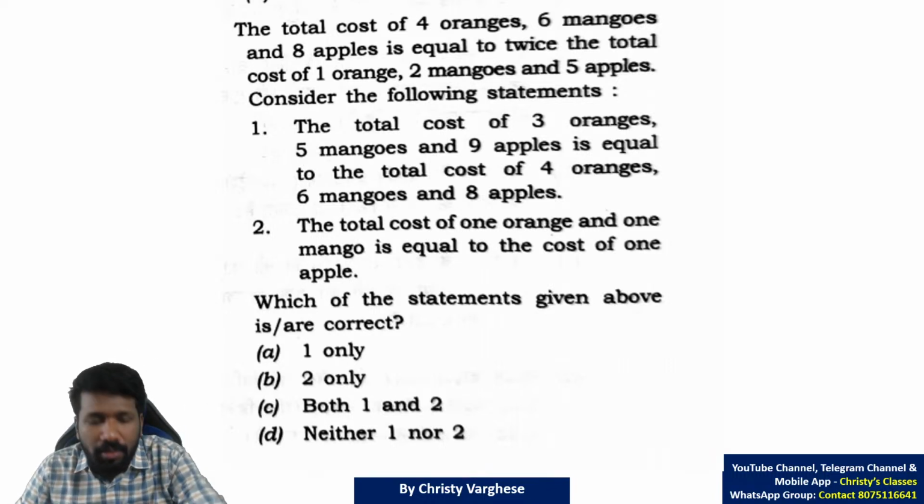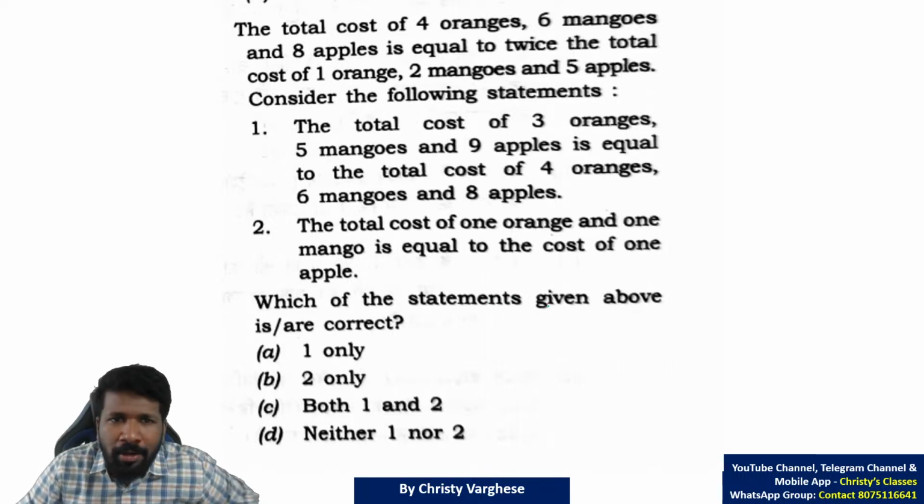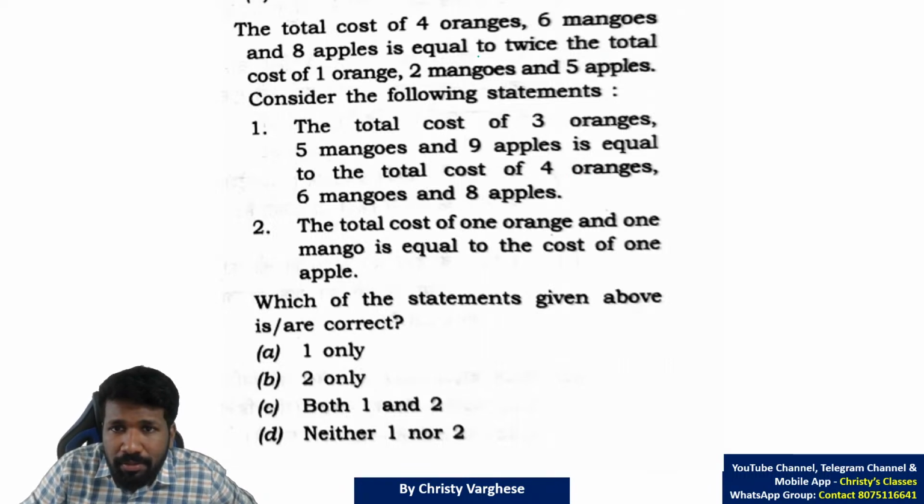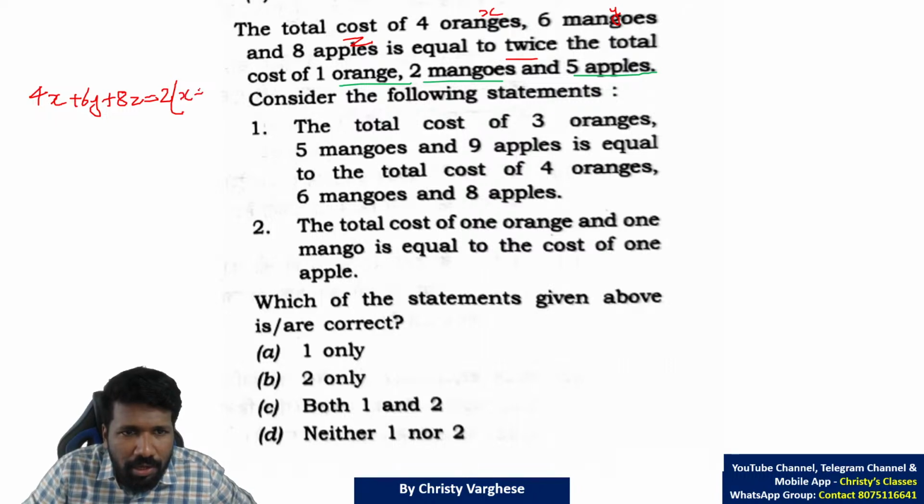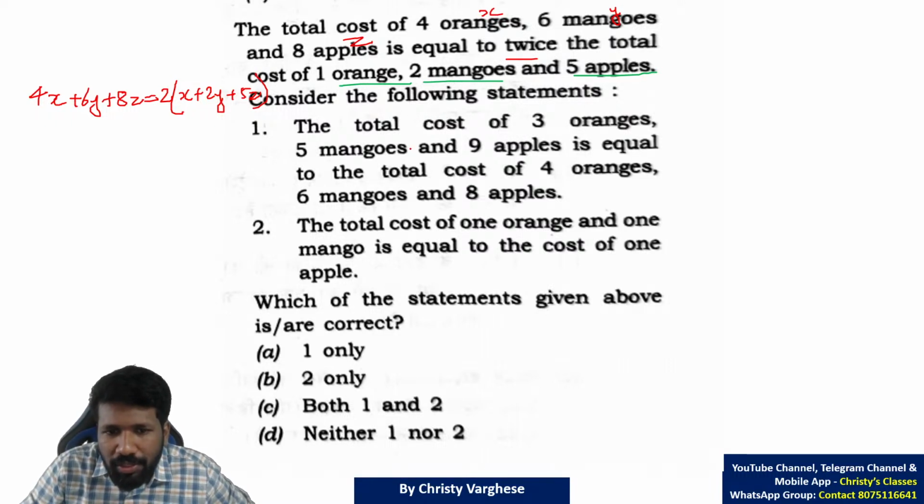Okay, so I'll explain. The total cost of 4 oranges, 6 mangoes and 8 apples is equal to twice the total cost of 1 orange, 2 mangoes and 5 apples. So I will assume let x be orange price, y be mango price and z be apple price. So the first statement says 4x plus 6y plus 8z is equal to twice the total cost of 1 orange cost, that is 1x, 2 mango cost, that is 2y, 5 apple cost, that is 5z. This is the equation that you can form. From this equation, which of the following is correct?